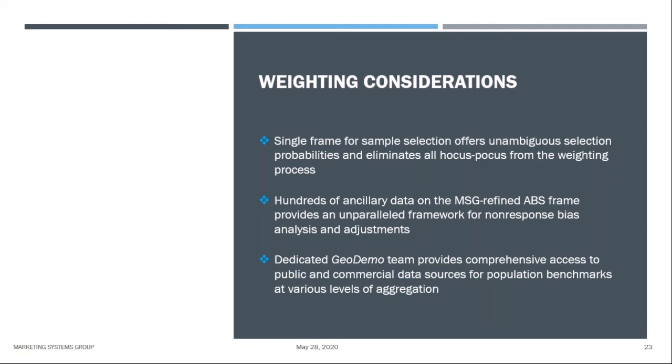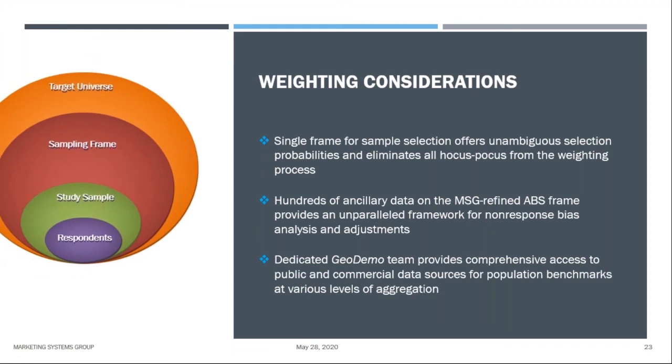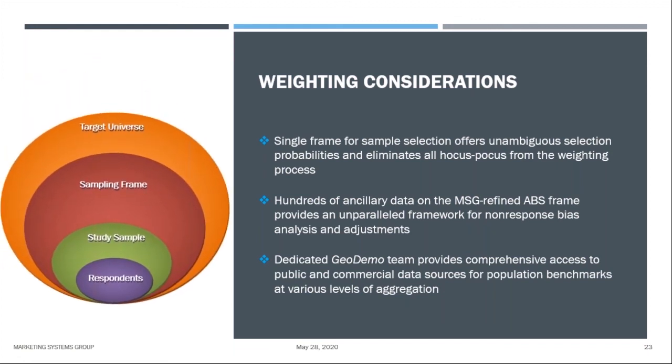So ultimately, in terms of weighting, we will be able to take the respondents of a survey, go back to the study sample, and take the study sample, project it to the sampling frame, and then take the sampling frame and project it to the universe. This path is traversed very cleanly and coherently thanks to the single frame from the ABS that produces exactly calculable selection probabilities.